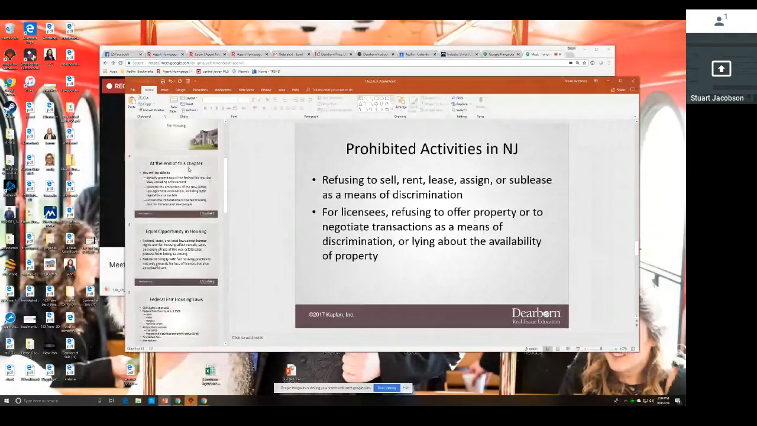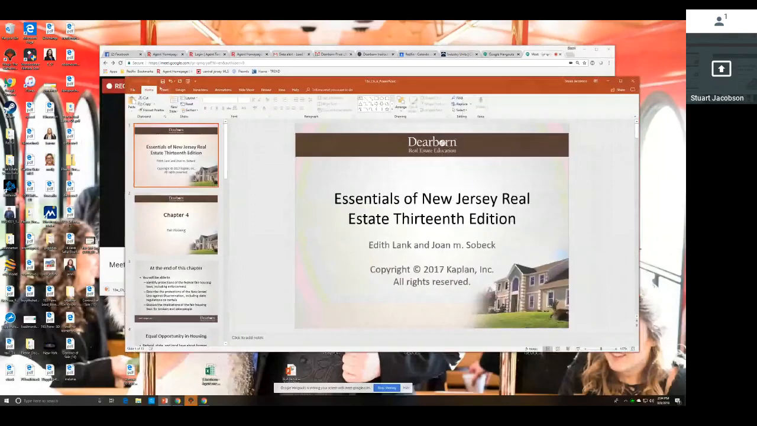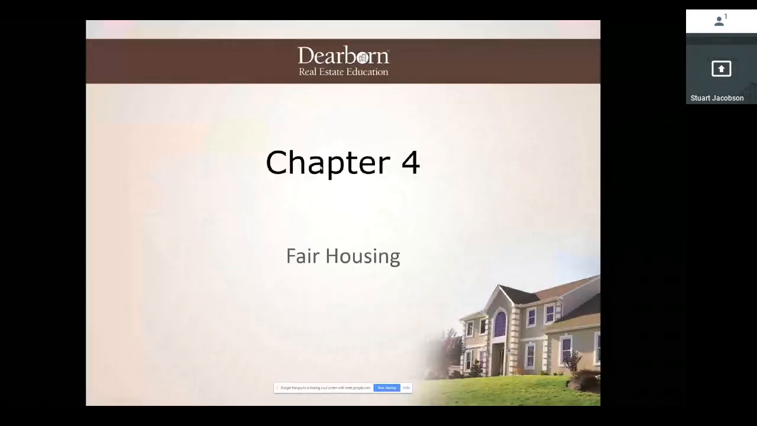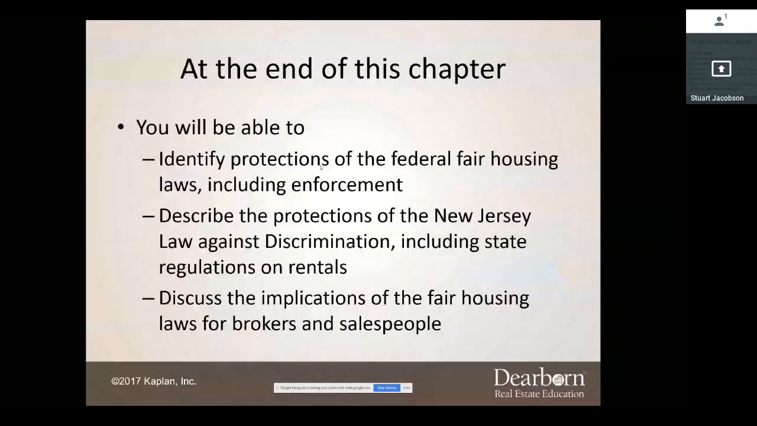All right, so we're going to be talking about Chapter 4. So let me get this going. Chapter 4 is going to be our fair housing and anti-discrimination laws. We're going to talk about the federal, state, and local anti-discrimination laws, the illegal practices, what some exceptions are, and how they apply in real estate today.